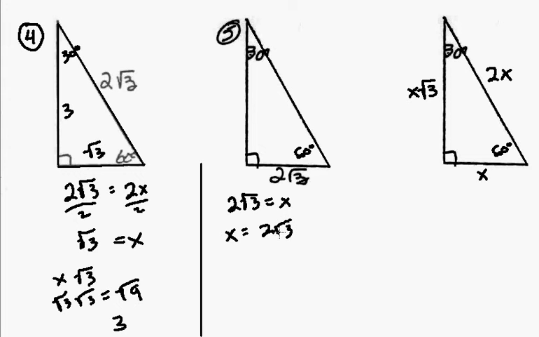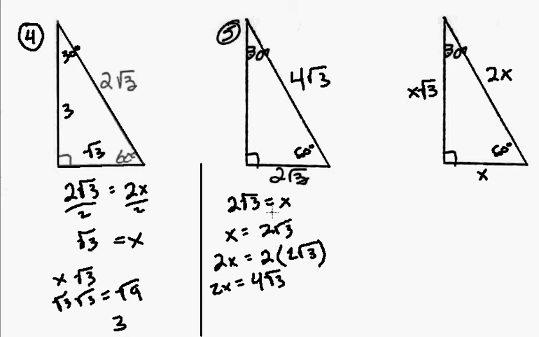Well, if x equals 2 square root of 3, then if I go 2x, I'm going to multiply this side by 2. So 2 square root of 3. So 2x is equal to 4 square root of 3. Alright, so that becomes our long side. So this is 4 square root of 3.